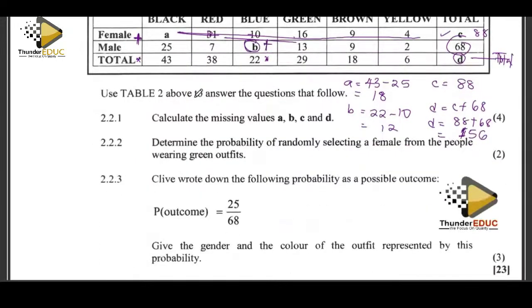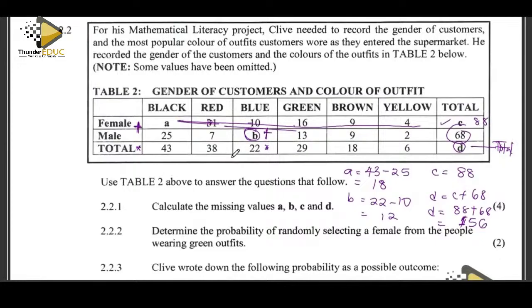All right, 2.2.2, determine the probability of randomly selecting a female from people wearing green. The first thing you're going to do, go to green and identify people wearing green. We are here, green. You understand? So how many people are there? There are 29. Out of the 29, what is the probability that you pick a female? How many females do we have? We have 16. So it will become 16 over 29.